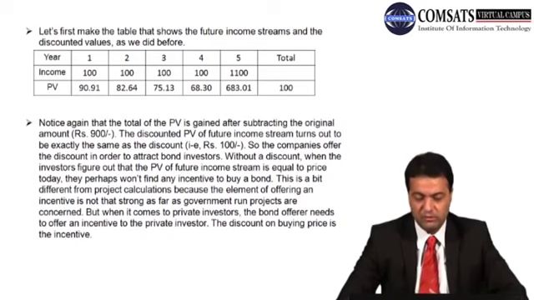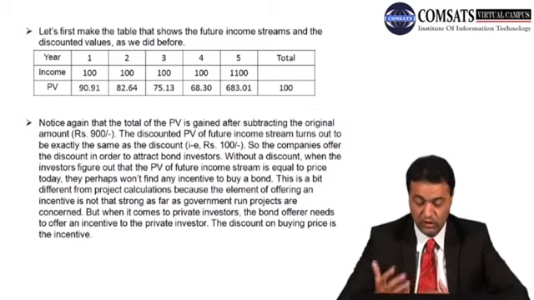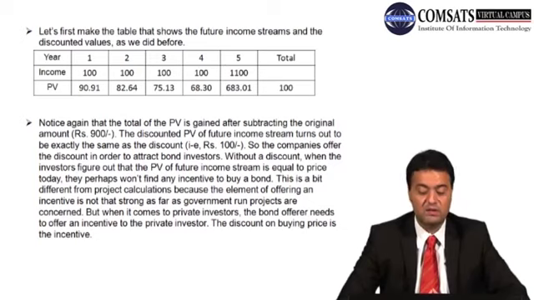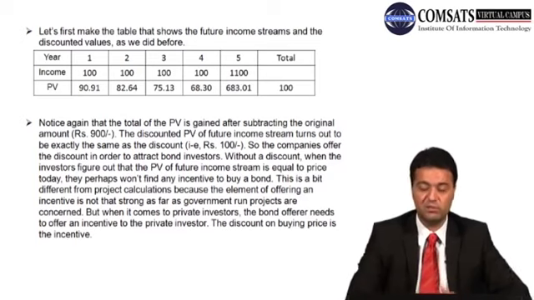This is a bit different from project calculations. Because the element of offering an incentive is not that strong as far as government-run projects are concerned. But when it comes to private investors, the bond offered needs to offer an incentive to the private investor. The bond offerer needs, in this case, we are considering the government, needs to offer an incentive to the private investor. The discount on buying price is that kind of incentive. It marks that kind of incentive.